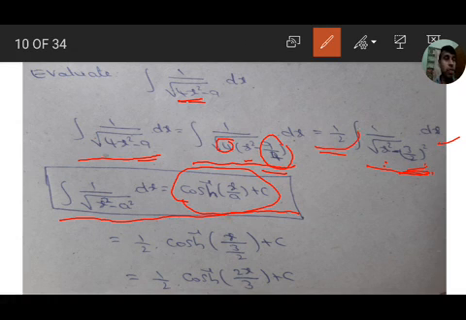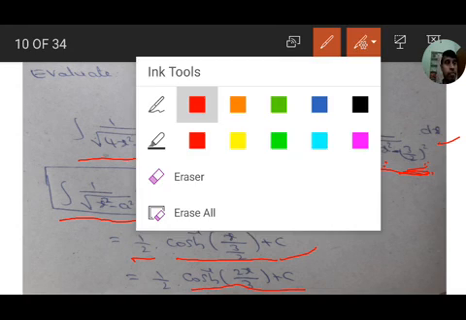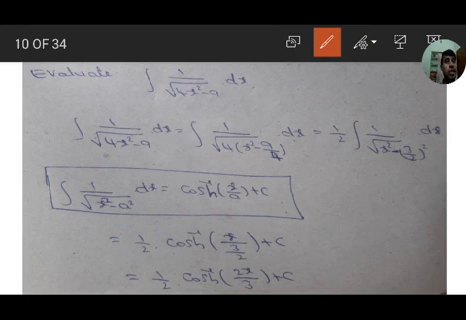So 1 by 2 as it is, 1 by 2 into cos h inverse, x means x, a means 3 by 2, x by 3 by 2 plus c. This 3 by 2 will be reciprocal, we get 2x by 3. Therefore 1 by 2 into cos h inverse 2x by 3 plus c. It is the answer.